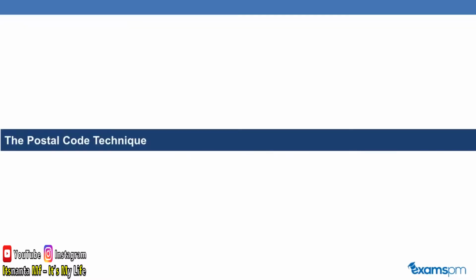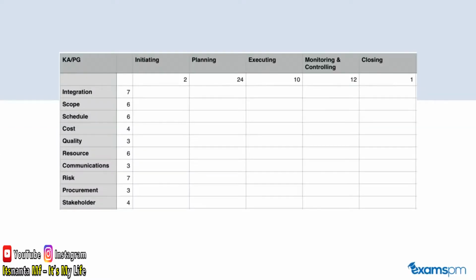Okay, now the second technique you can use is called the post-it code technique. If you look across the columns, we have the process groups, and if you look at the number of processes across the process groups, it kind of spells out a post-it code. So it's 2, 24, 10, 12, and then 1.